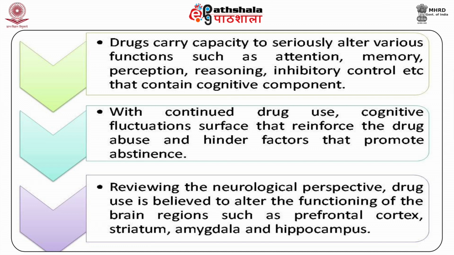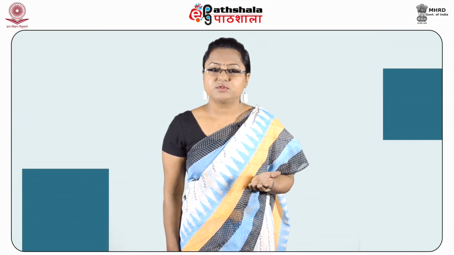Reviewing the neurological perspective, drug use is believed to alter the functioning of brain regions such as the prefrontal cortex, striatum, amygdala, and hippocampus. Consequently, effects are primarily viewed in areas of executive functions, attention, and memory. Declarative memory involved in the construction of self-esteem seems to be strongly affected by the use of drugs. Such alterations thus strongly hypothesize the robust link between addiction and cognition.